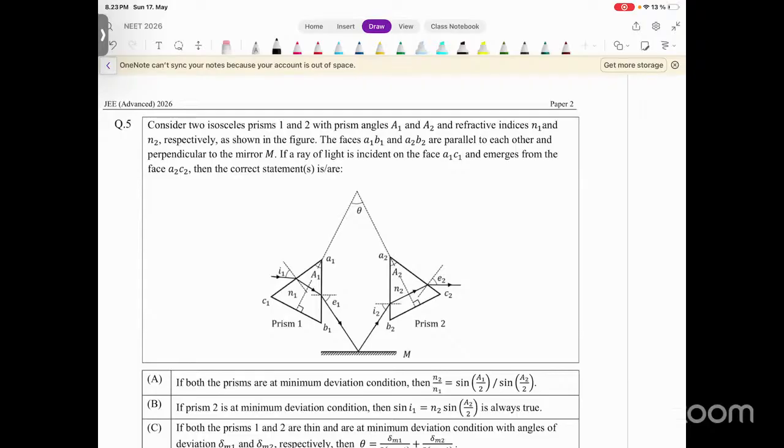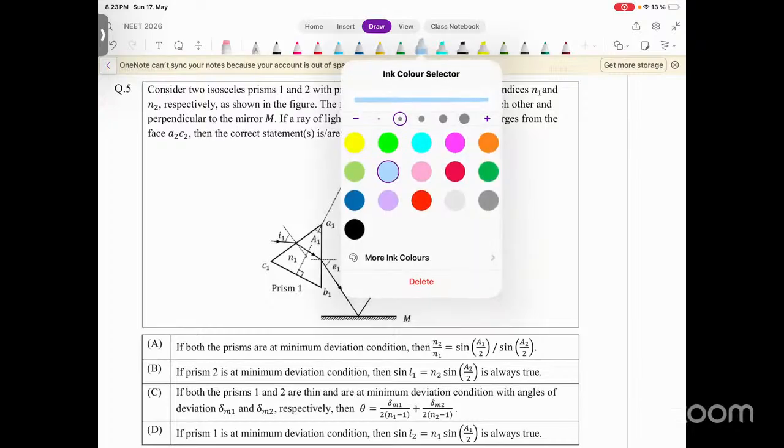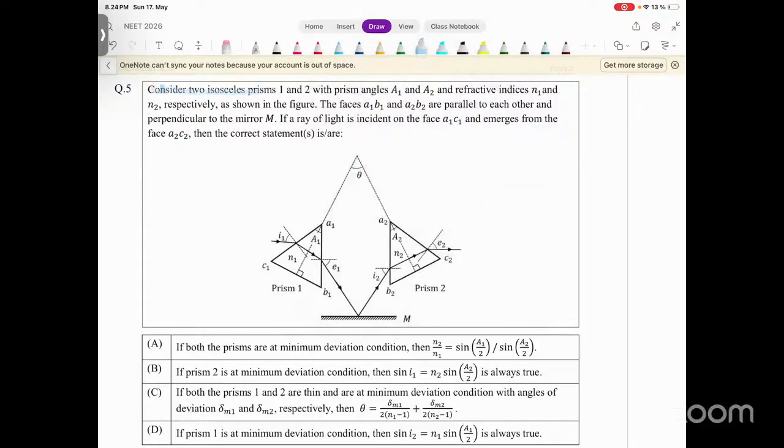Oh, my goodness. Just seeing the complete diagram is scary, isn't it? Let's see. The problem says right now here: consider two isosceles prisms 1 and 2 with the prism angles A1 and A2 and refractive indices N1 and N2 respectively. As shown in the figure, the faces A1B1, where is A1B1? This is the face A1B1 and A2B2. These are parallel to each other and perpendicular to the mirror M. This is your mirror M.